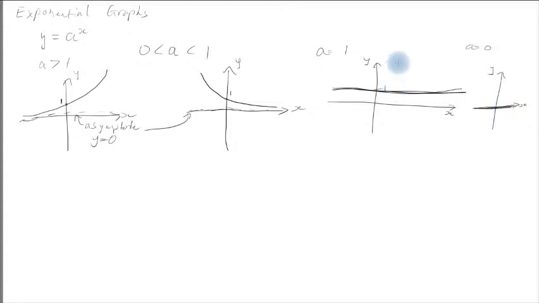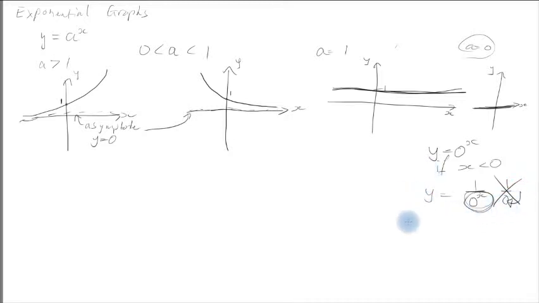The only thing to mention about a equals 0 is that it'll be of this form, 0 to the power x. Now what happens when x is negative here? If x is negative, then we can write this as y equals 1 over 0 to the power x. But this bit here will be 0, and you cannot have a division by 0. Division by 0 is not allowed.